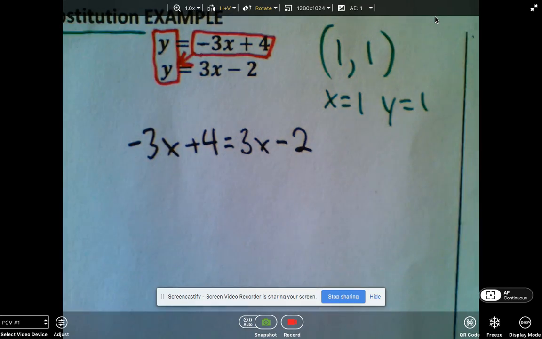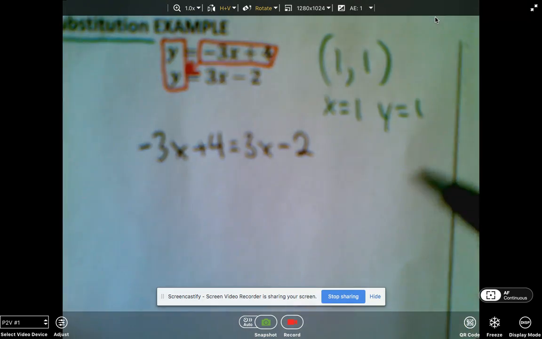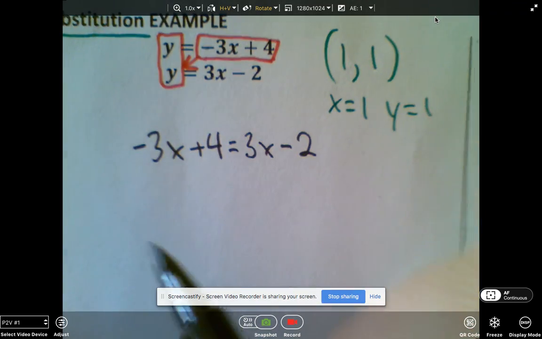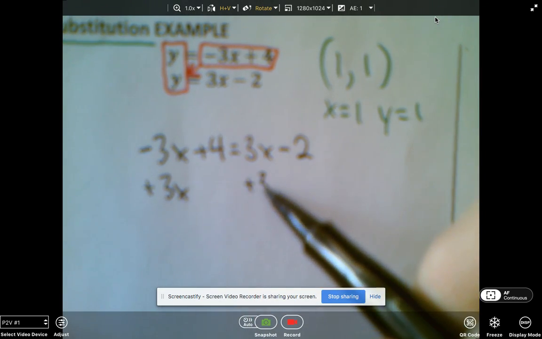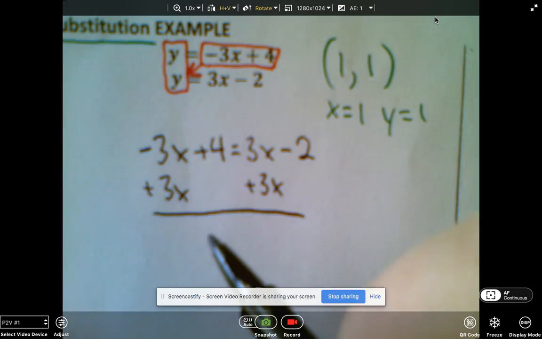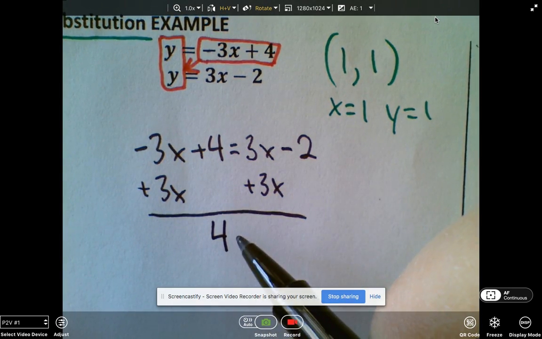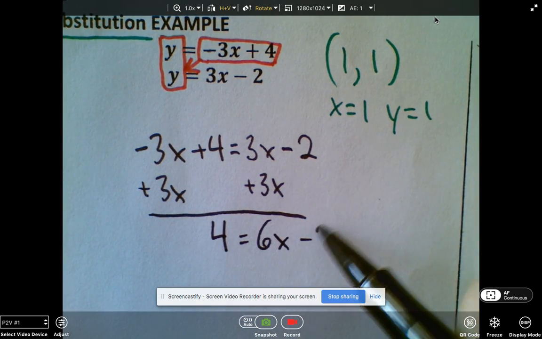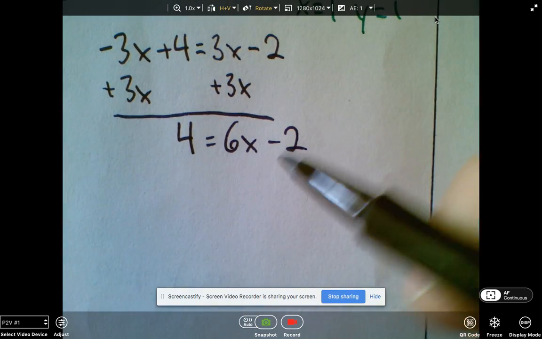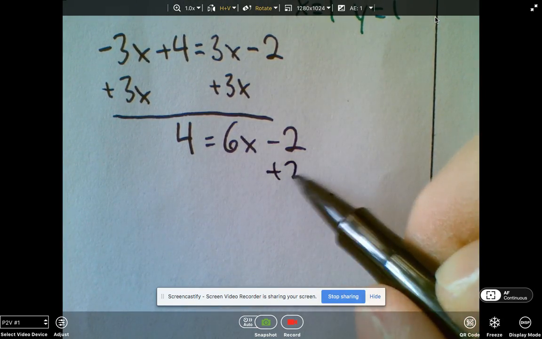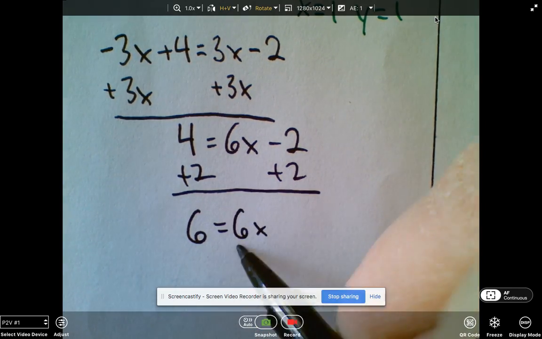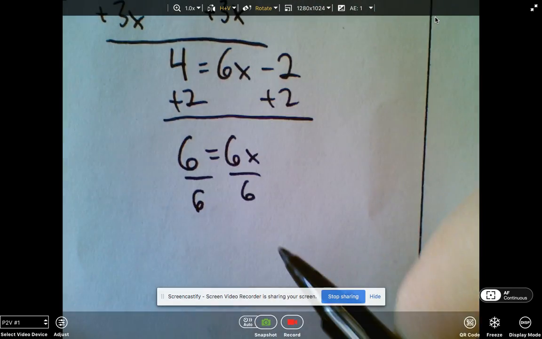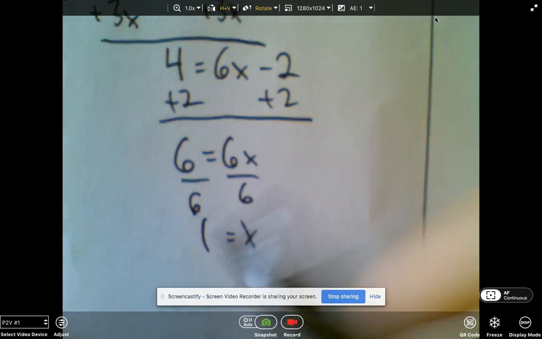All right, so now I'm just going to solve for x. I already know in the back of my head I should get x equals 1. So first thing I'm going to do, get rid of the smaller variable term, plus 3x, plus 3x. Make sure you're copying this down. I get 4 equals 6x minus 2. Then I have to do what to both sides? Plus 2. I get 6 equals 6x. So therefore, x equals 1.